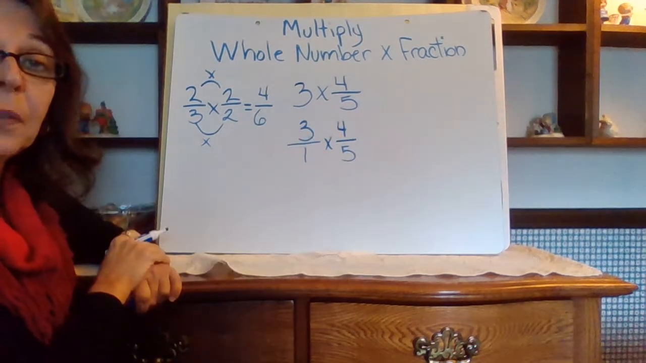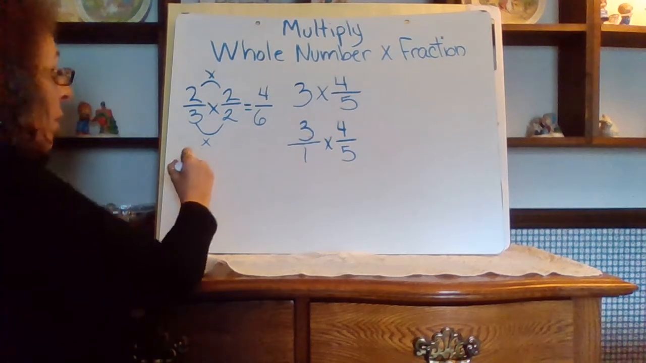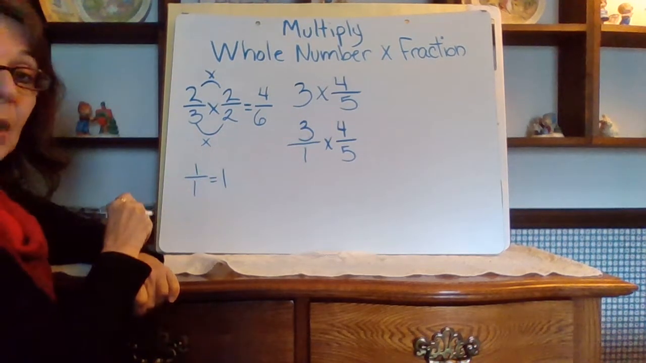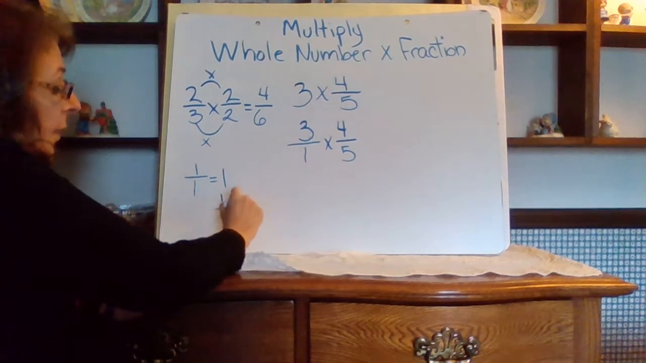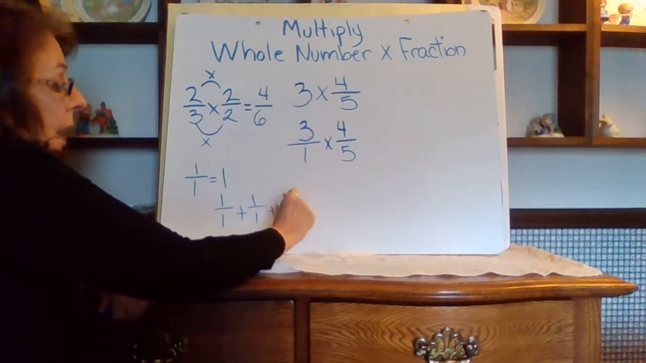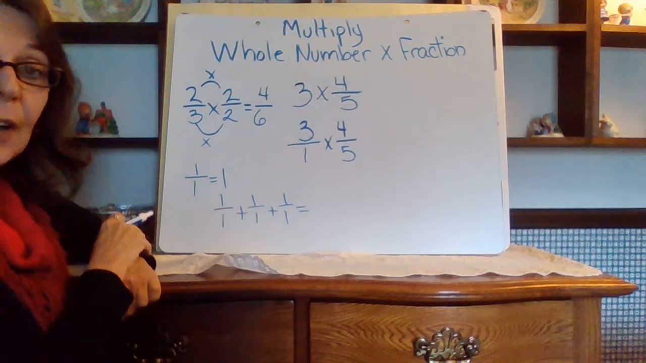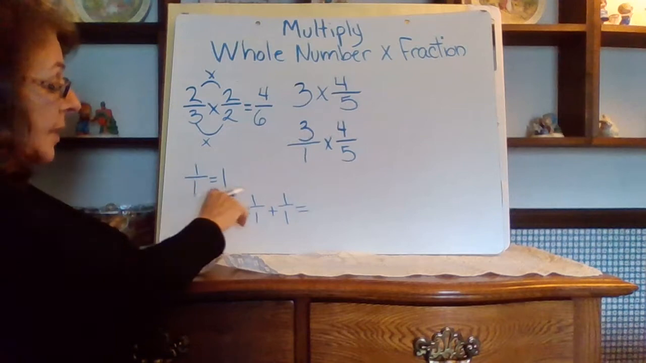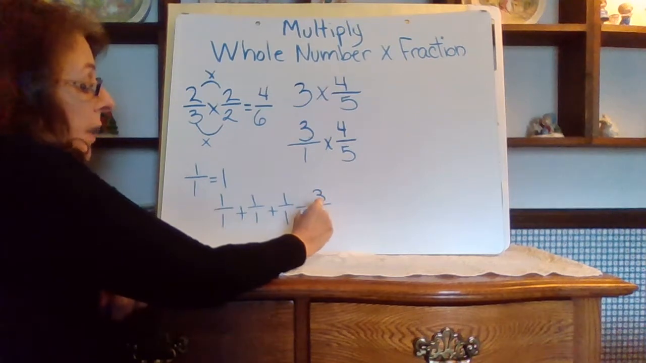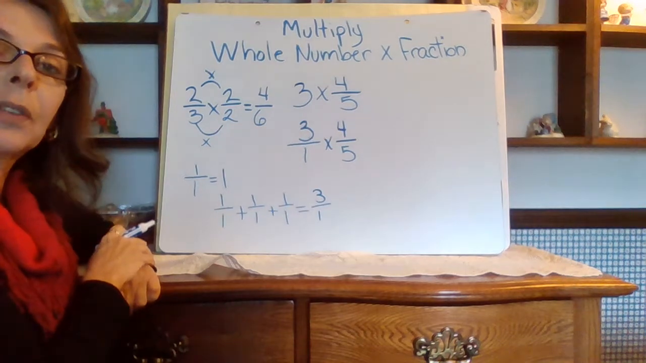And how can I prove that 3 is equal to 3/1? Well, we know that 1/1 is equal to 1. So now, if I add 1/1 3 times, I've essentially added 1 plus 1 plus 1, but when I apply my adding fractions algorithm, we know that we just add our numerators, and I get 1 plus 1 plus 1 is 3. My denominator stays the same. So that proves that the whole number 3 can be written as 3/1.